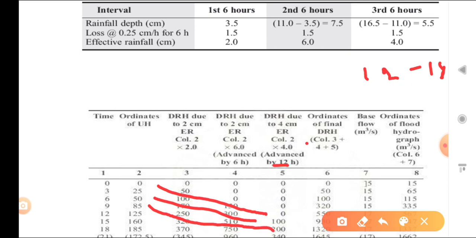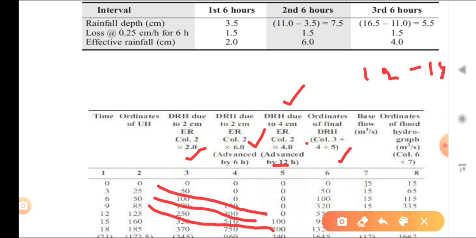Now we have to find the ordinate of the final DRH. We have 3 DRHs: due to 2 centimeter, due to 6 centimeter effective rainfall, and due to 4 centimeter effective rainfall. So now we have to find the ordinate of the final DRH. How will we find it? We have to add the previous 3 columns, that is column 3, 4 and 5.